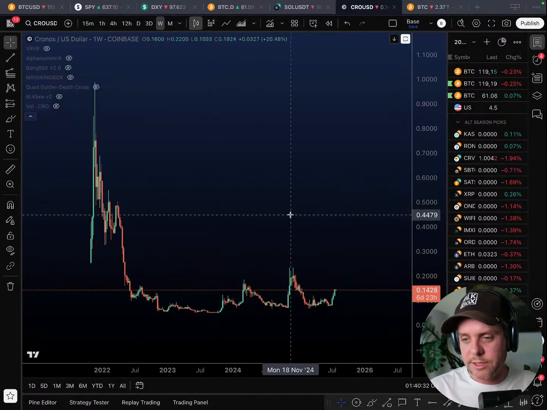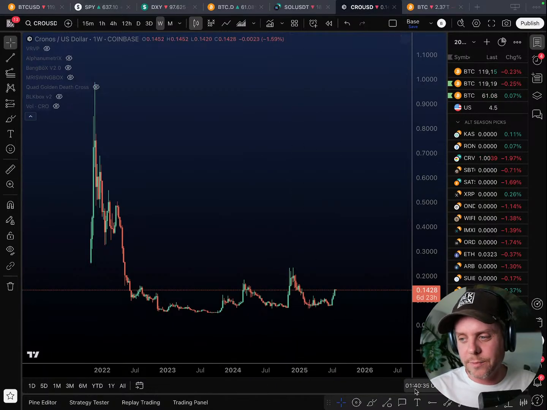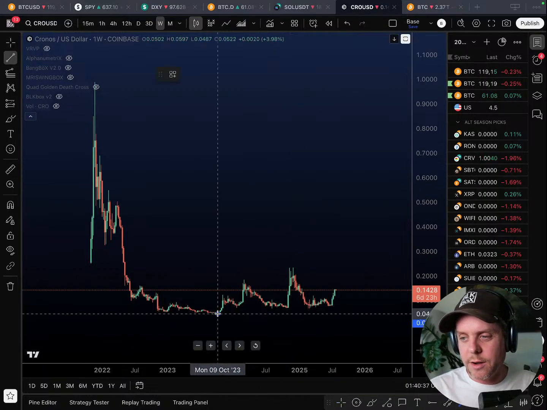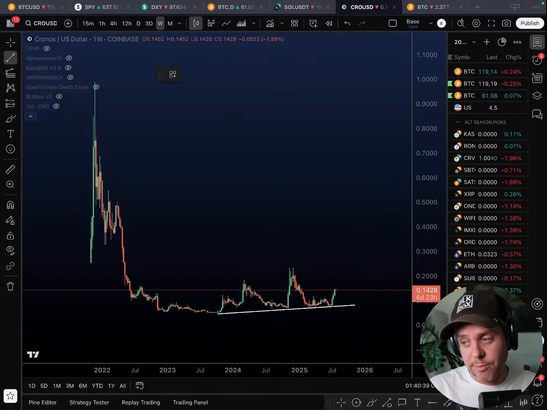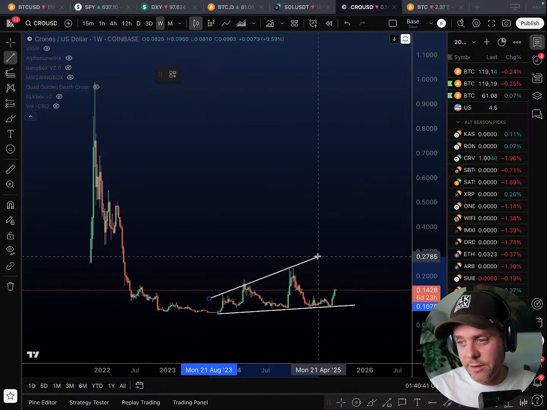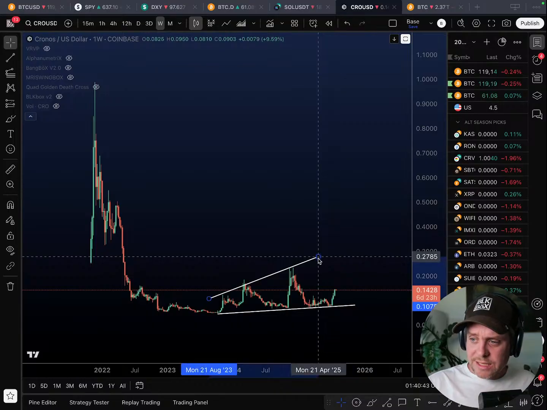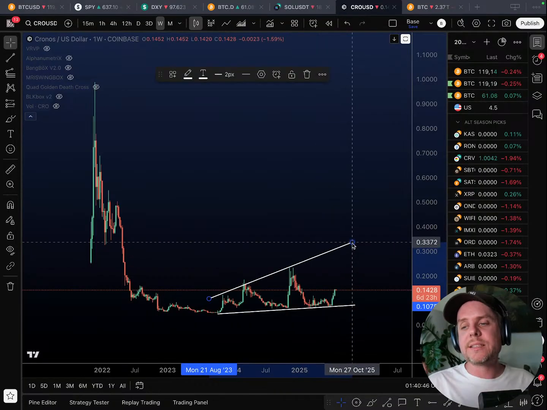Let's take a look at CRO. Hey, it's pretty much the same as Cardano. So you're seeing a lot of these ascending, broadening wedge formations. They're a pain in the ass, but here they are. CRO, yeah, it's a laggard. You know, it's something from the last cycle.